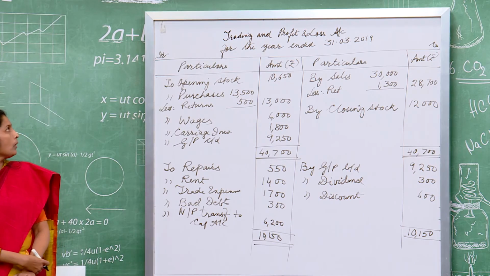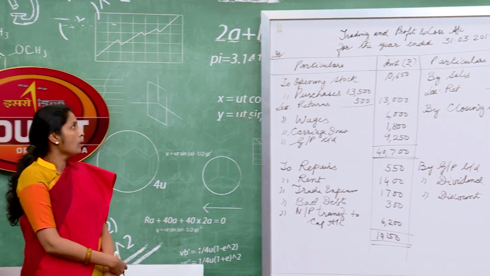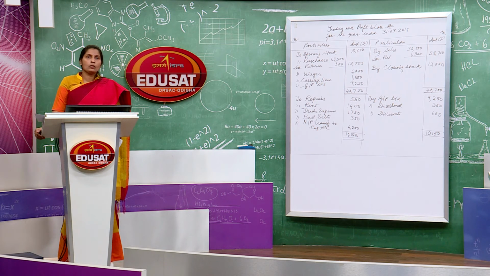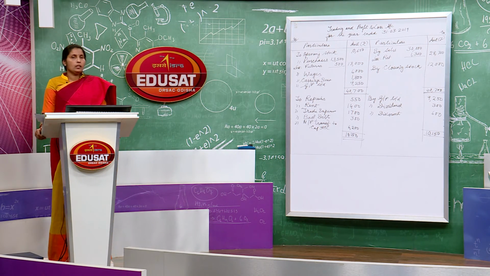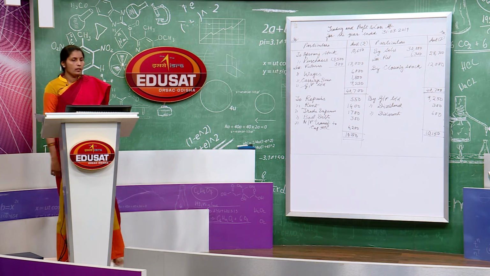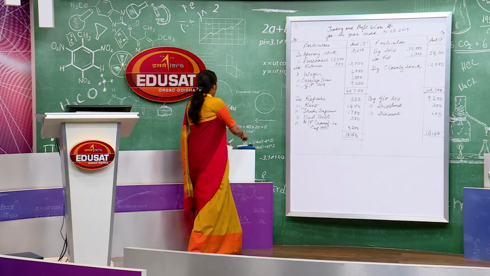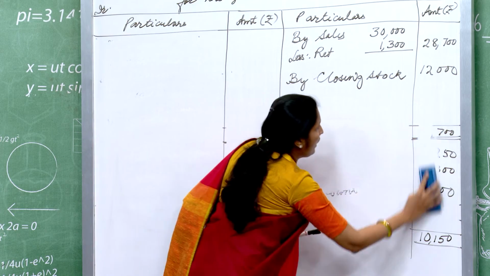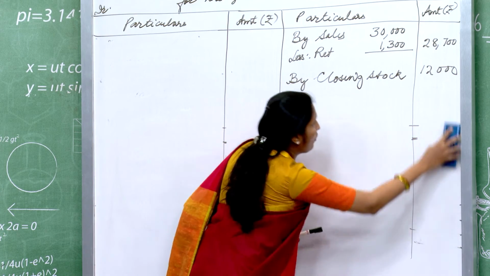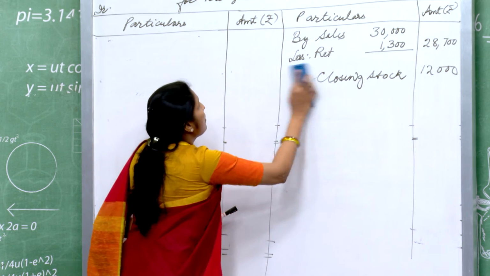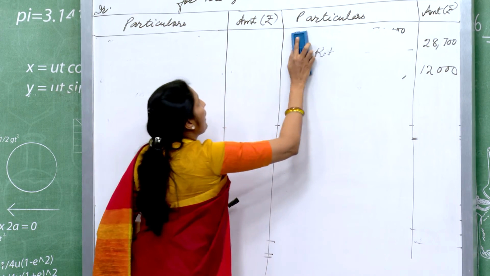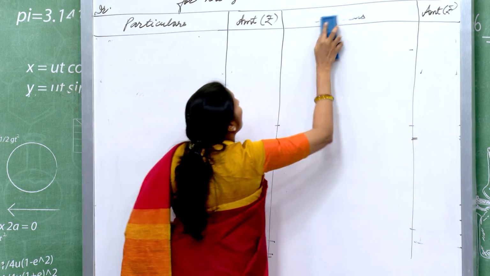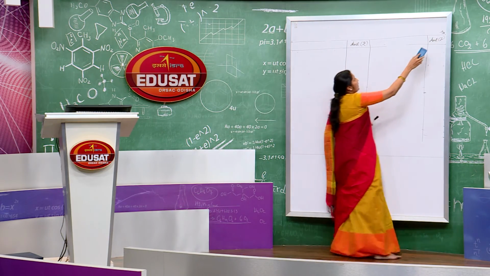So I hope this is clear, the trading and profit and loss account, and next we will take a look at the balance sheet. Okay, so let's now take a look at how the balance sheet will be prepared. We have got a net profit of 6,200. And all of you remember the format of the balance sheet. I had already just taught you how the format of a balance sheet is prepared. So we'll prepare the balance sheet.